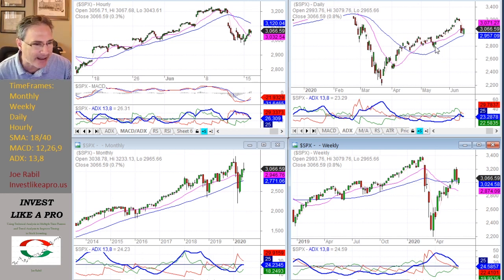Now, though, I kind of have to look at this and say, yeah, we could drop from this point, but there's probably underlying support, 2,800, 2,700, something like that. Based on what's taking place on the monthly chart, I just don't see some big calamity taking place. I don't see a big, violent move to the downside.